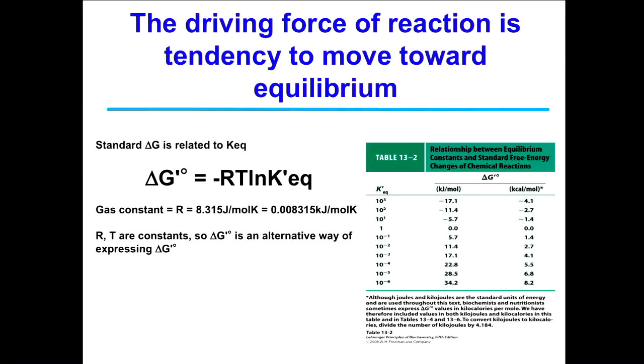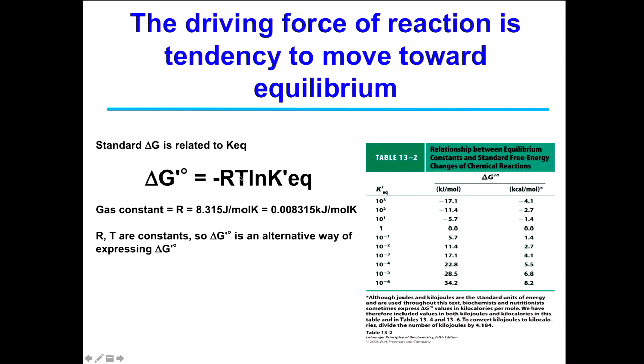Okay, in fact, we can relate the delta G prime 0, the free energy change of a reaction, to the K prime equilibrium. Okay, there's some other stuff here. So let's think about this first. So we got delta G prime 0, we got K prime equilibrium. Okay, this is natural log. One of those buttons on your calculator that you don't use very often. This is a natural log of K prime equilibrium.